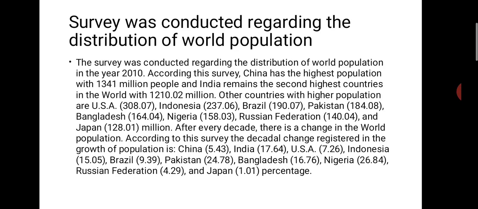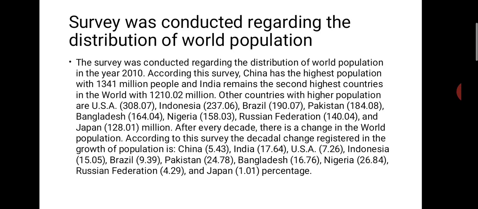See, according to this survey, China has the highest population with 1341 million people, and India remains the second highest country in the world with 1210 million. Other countries with higher population are USA, Indonesia, Brazil, Pakistan, Bangladesh, Nigeria, Russian Federation, and Japan. See, here the figures are given in the brackets.